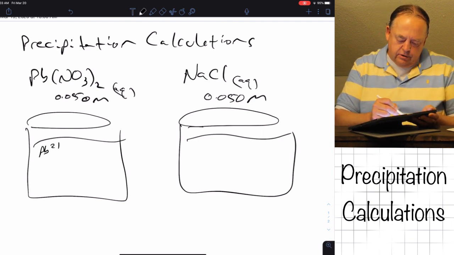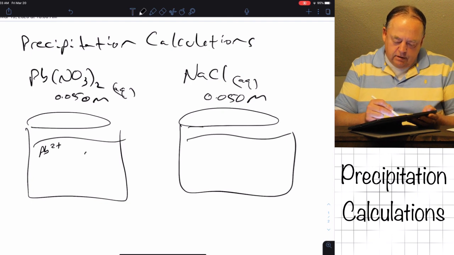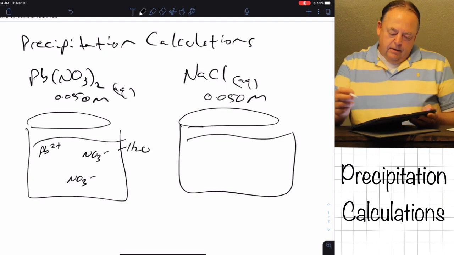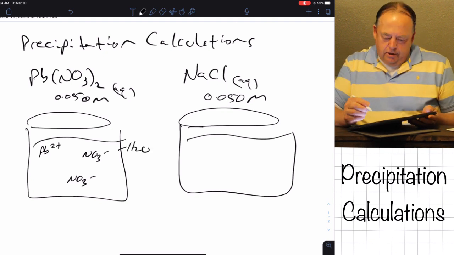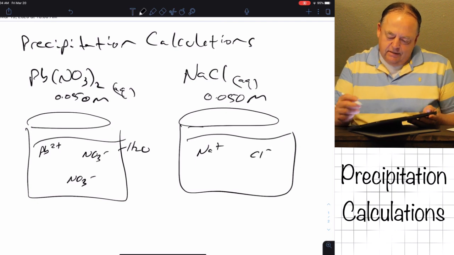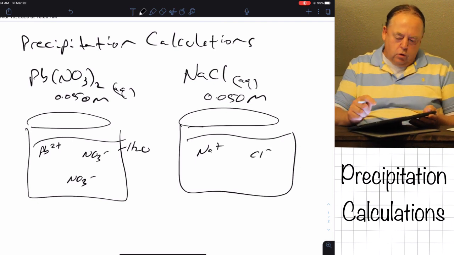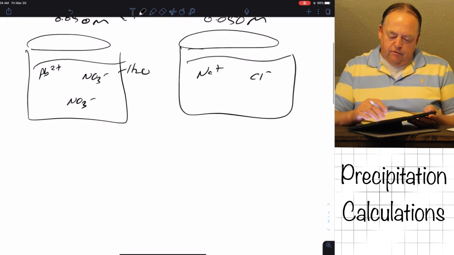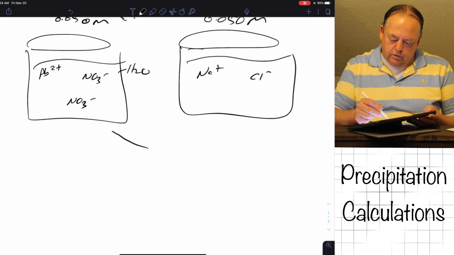So you would get lead 2 ions and 2 nitrate anions floating around in water for every single lead 2 nitrate that dissolves, and you would have sodium chloride ionized, and for every single sodium chloride that dissolves you would have an Na plus cation and a Cl minus anion floating around in solution. So now we're going to take these two solutions, we're going to mix them together.